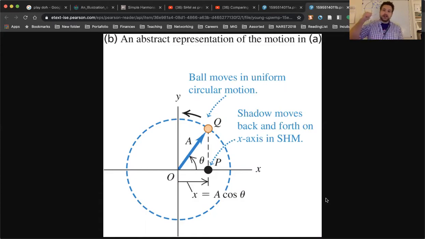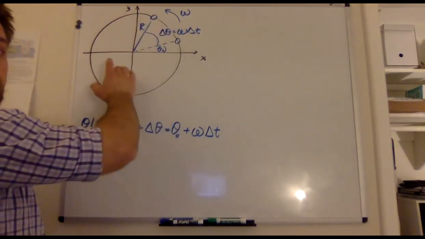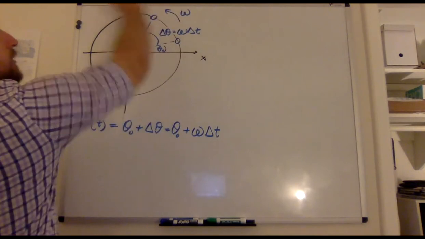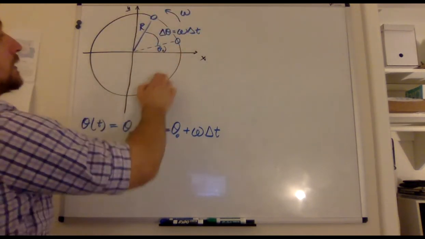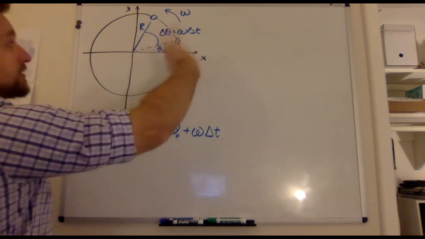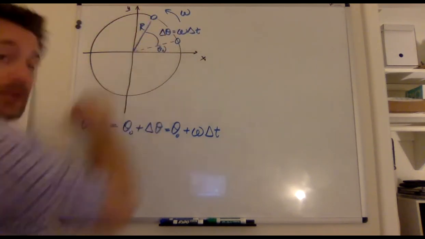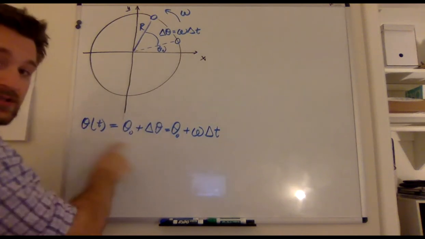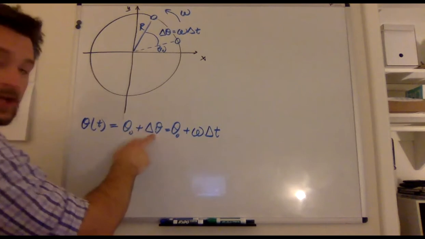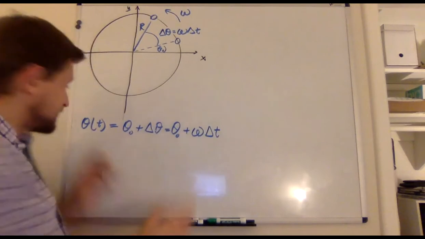Okay, and I've got that redrawn here, so I'll stop sharing the screen for a second. And here we are. So we've got our circle of radius r. We're rotating counterclockwise with angular velocity omega. Suppose we started from some initial position theta 0. After some amount of time, our angle is going to change by that amount. The total angle relative to the x-axis as a function of time is where we started plus how much we changed. In other words, theta equals theta 0 plus omega delta t, which isn't really a surprise.